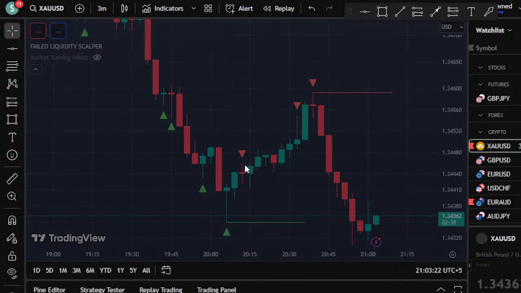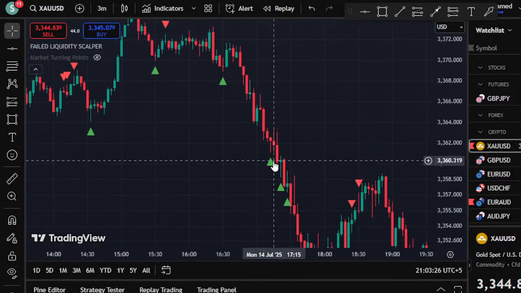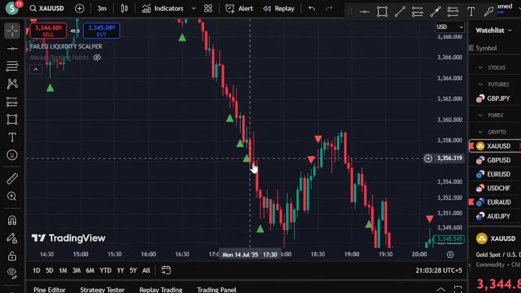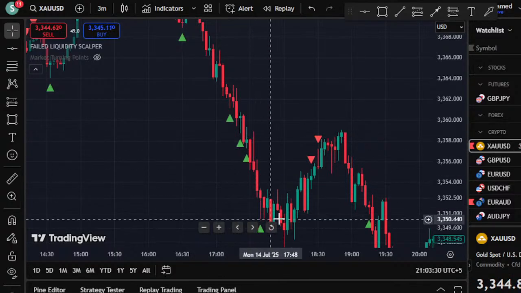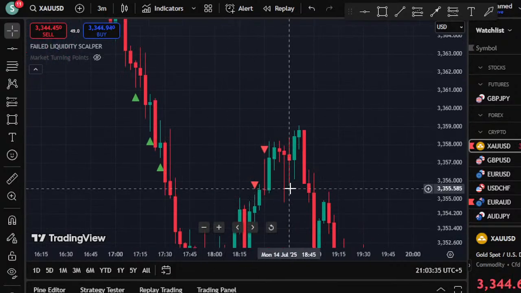Even if we talk about the gold drop that happened today, just look at this. What we have is liquidity failure. So you should keep on selling, and when the price went that far down, it reversed, and then my indicator gave you a buy signal from here.